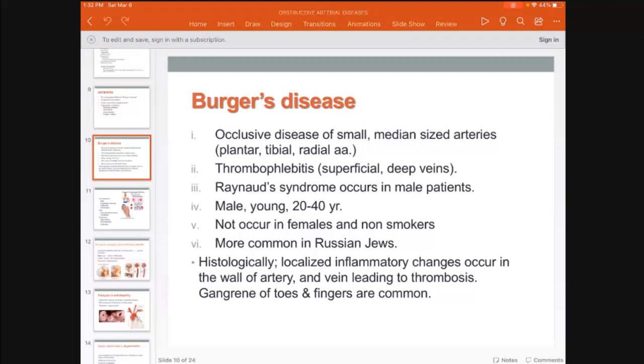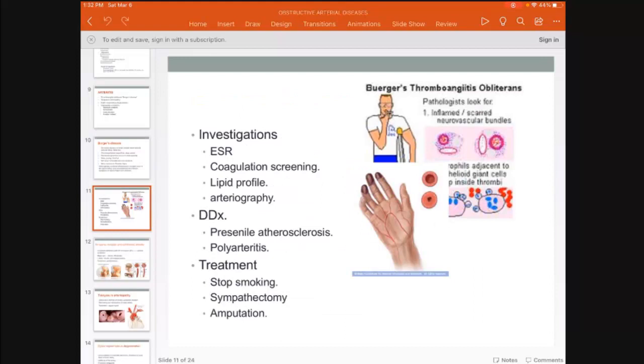It is more common in Russian Jews. يعني اليهود الروس عندهم more common of that Buerger's disease. شو يصير عندي بالبرجر disease? Histologically, it leads to localized inflammatory change in the wall of the artery and the vein, leading to thrombosis, and gangrene of the foot and fingers is common. This is how Buerger's disease will appear.